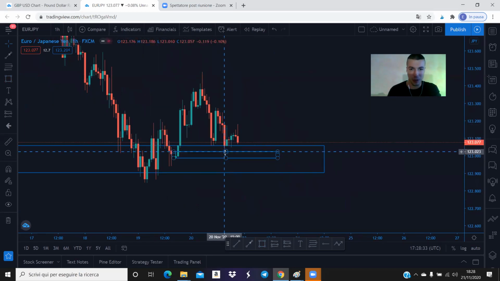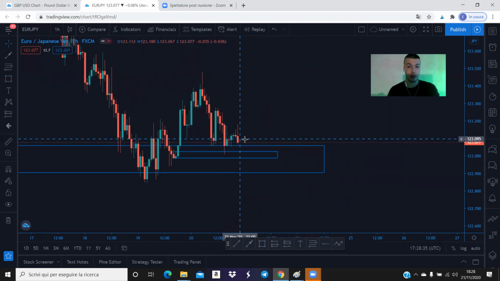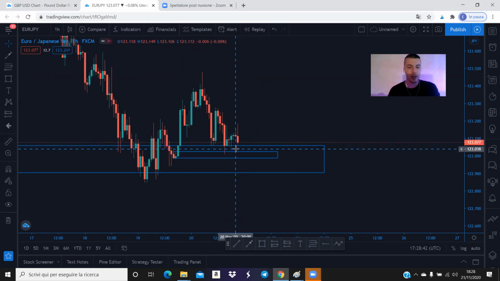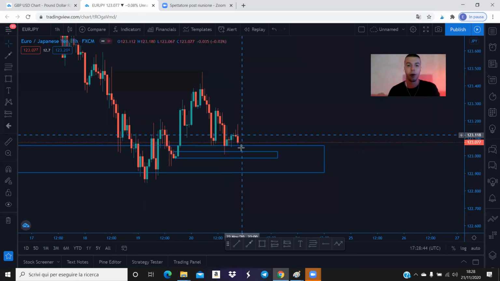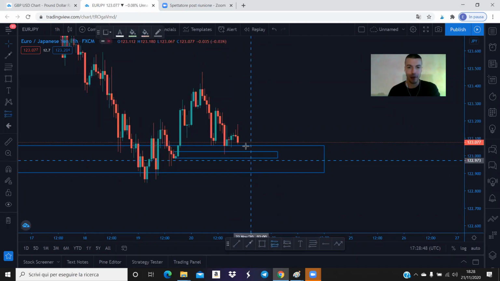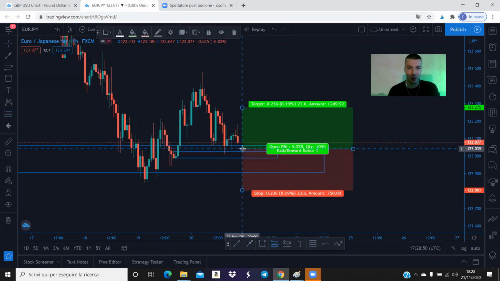This was a nice entry. And right now, during next week, maybe on Monday, if we see the right confirmation, maybe we can wait for an engulfing candle or a pin bar. We can enter a trade on EuroJPY. So this is my analysis for EuroJPY for that upcoming week.